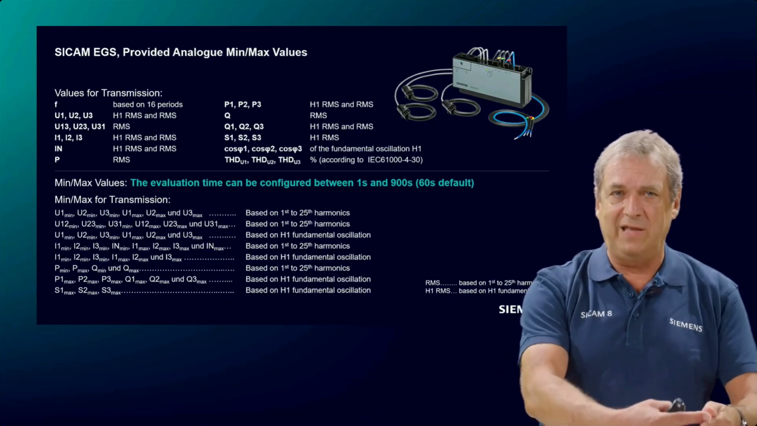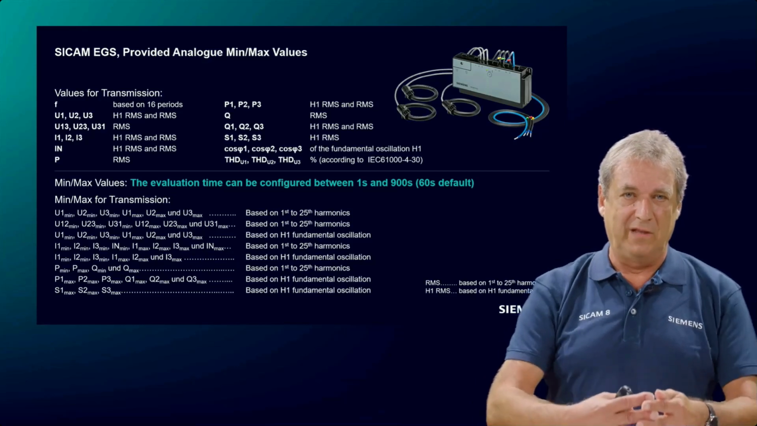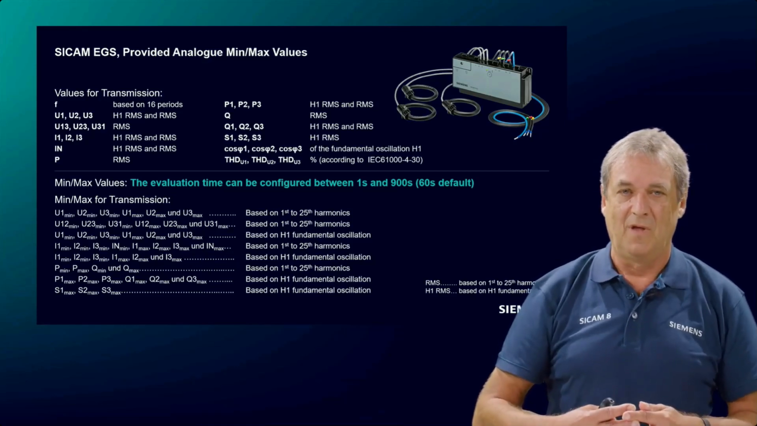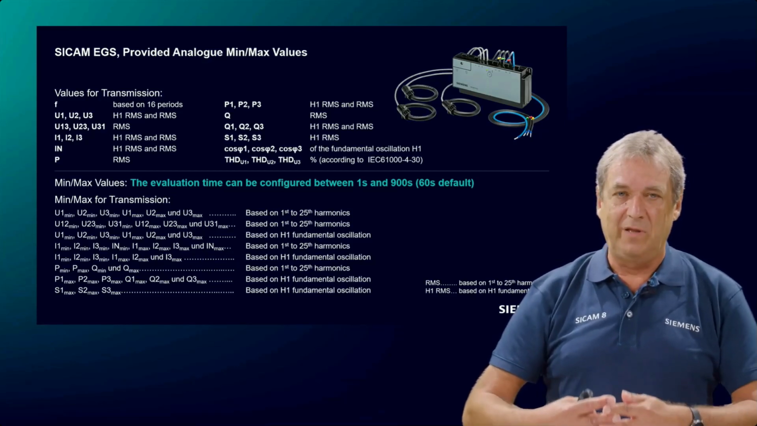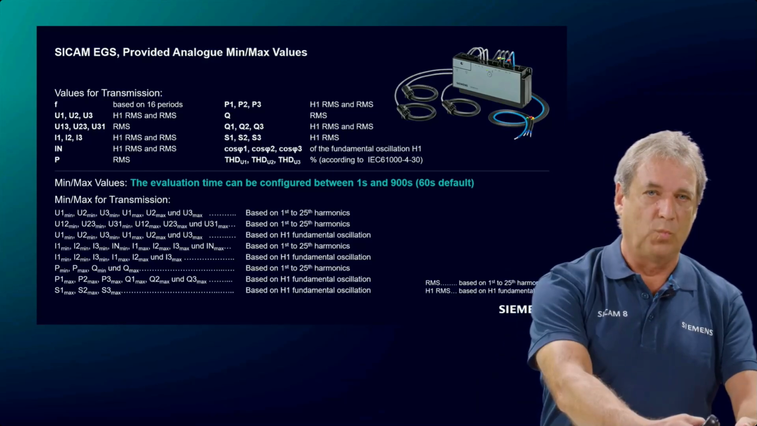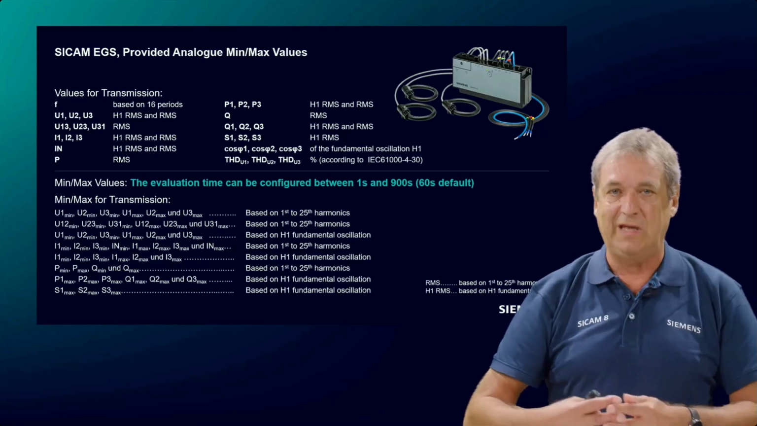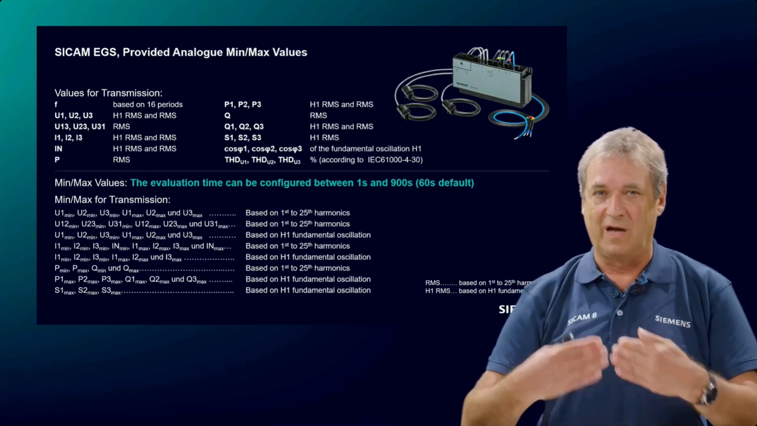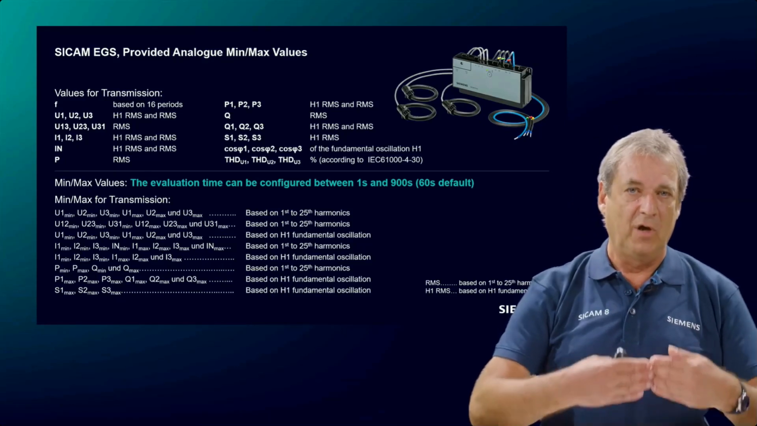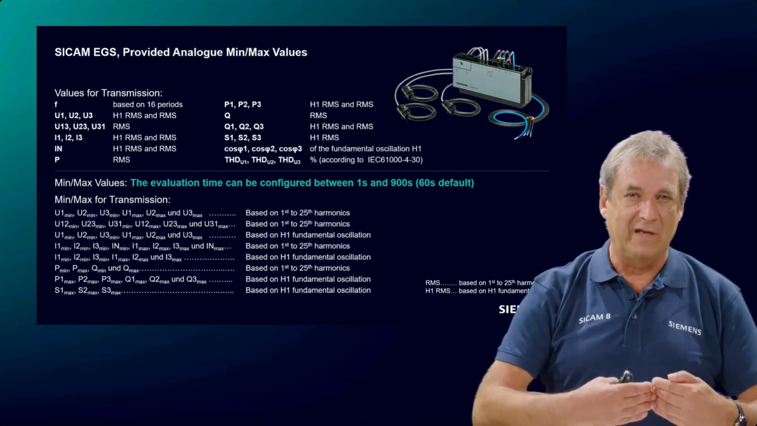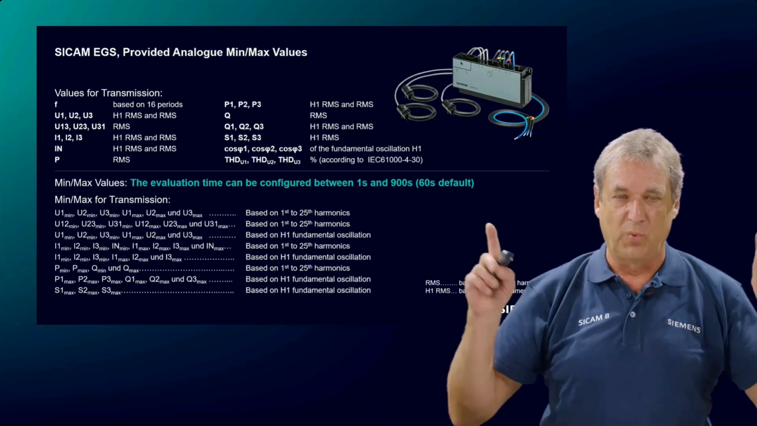Just to explain the basic principle of the elaborated information. Most information is available in 2 versions. One version only considers the fundamental oscillation of 50 Hertz. The second type of measured values shows the true RMS, including harmonics up to the 25th.